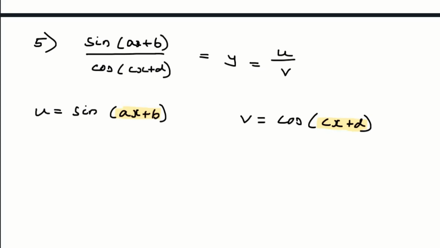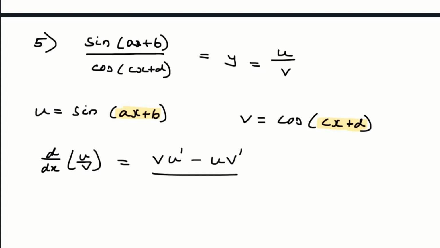Now let us go with u by v differentiation. What is differential of u by v? d by dx of u by v is v u dash minus u v dash, by v square. This is the formula which we are going to make use of. Is it not?